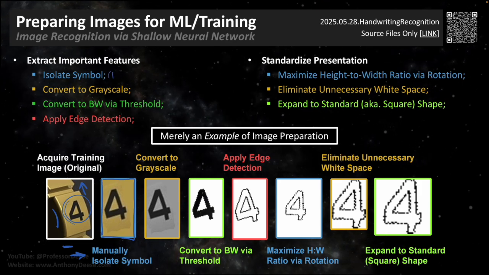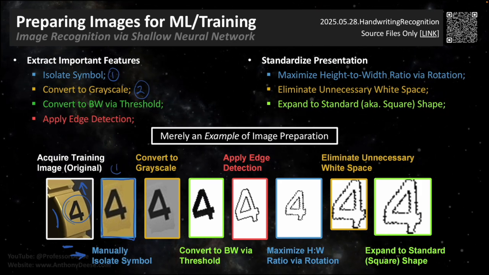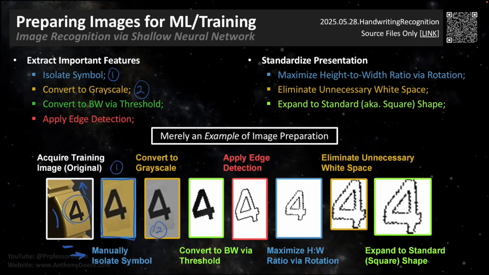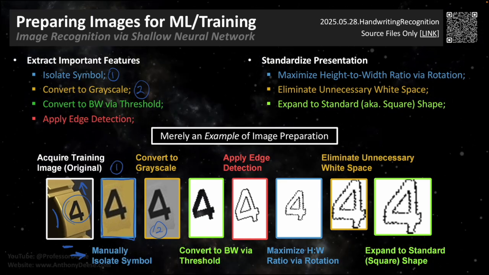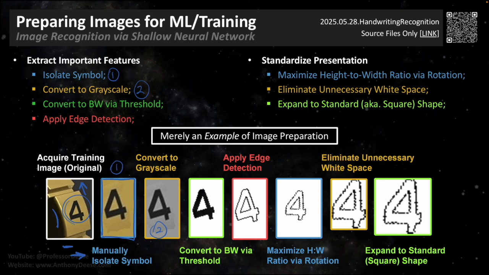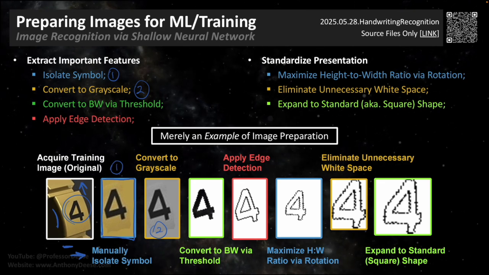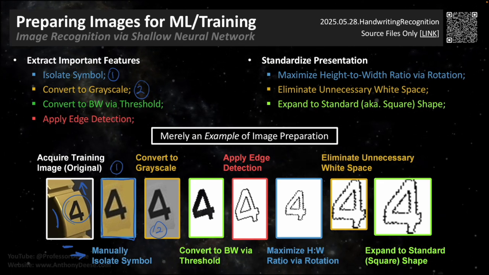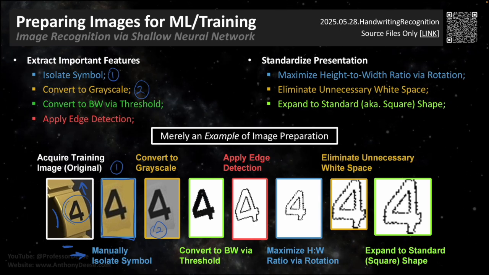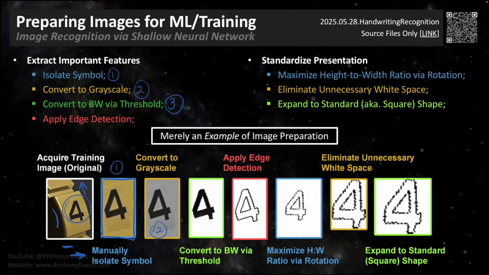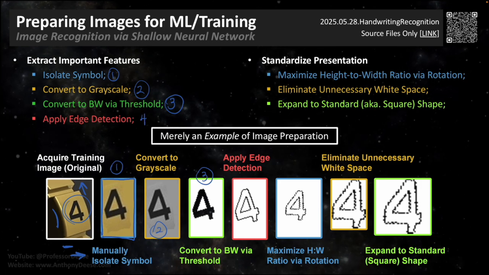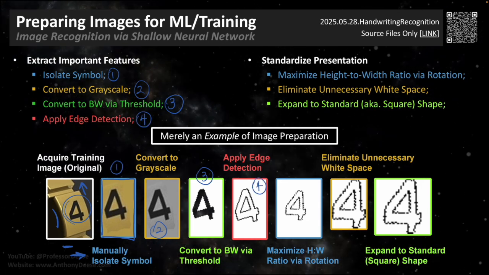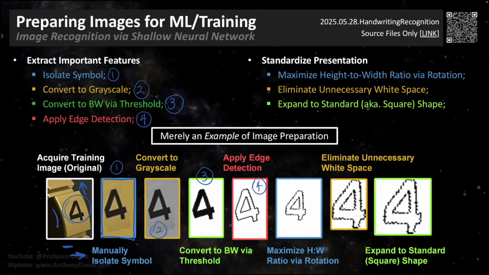So the first step of our actual code was to convert the image from color to grayscale. Now, why did I do this? Because the color information just really isn't important to this application. It's not an essential feature. We can still recognize the shape of the 4 regardless of whether it's in color or not. Continuing with that simplification, we convert the grayscale image to black and white, and that facilitates the 4th step, which is applying edge detection. We'll talk more about that in one sec.